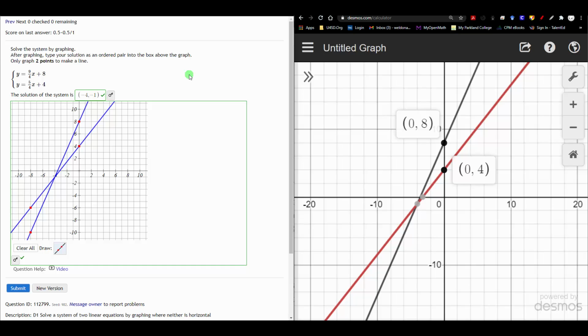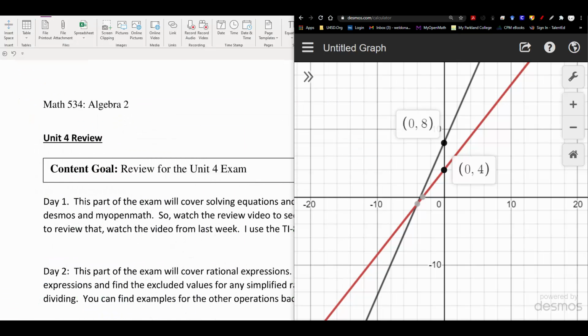All right, guys, so that is using graphs to solve systems of equations, and that is using the Desmos graph. So if you like Desmos more, by all means, use it when you get to the test. If you like the graphing calculator more, use the graphing calculator. All right, and here we go.